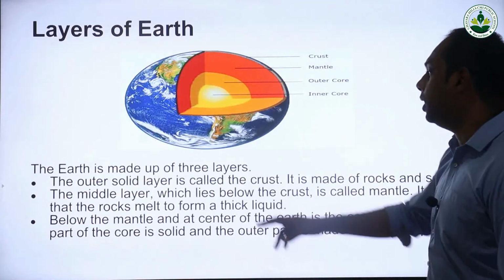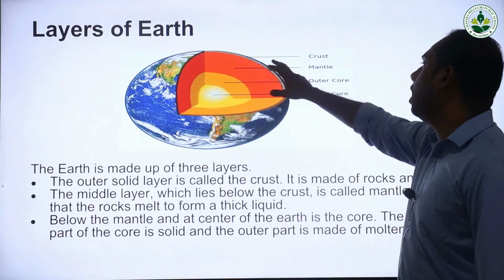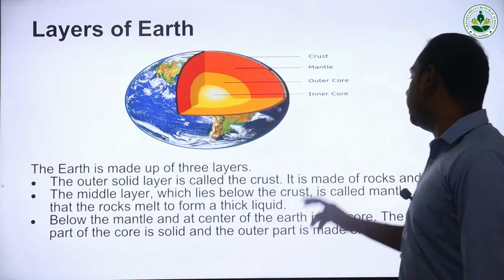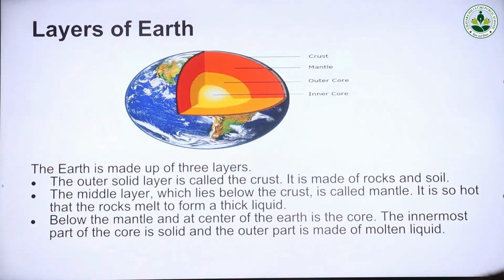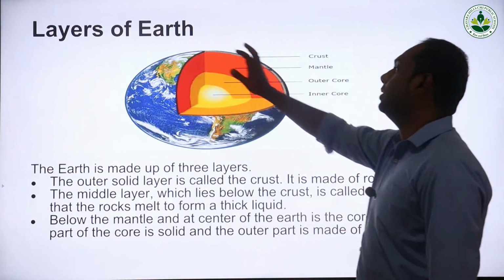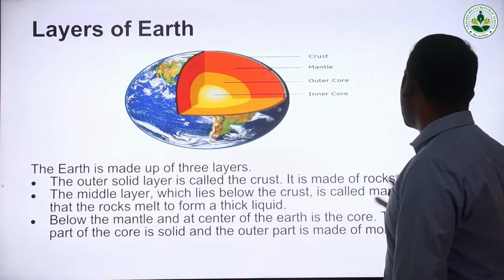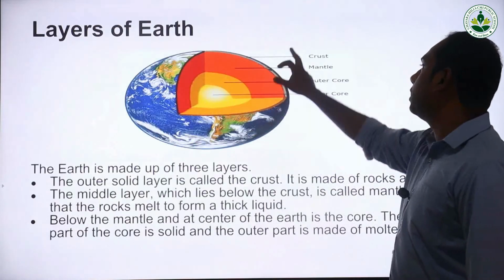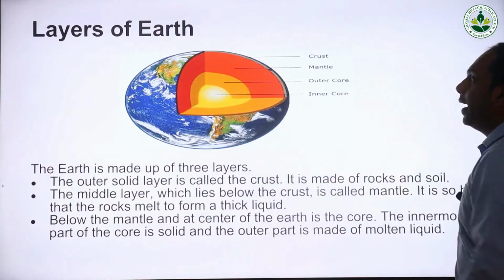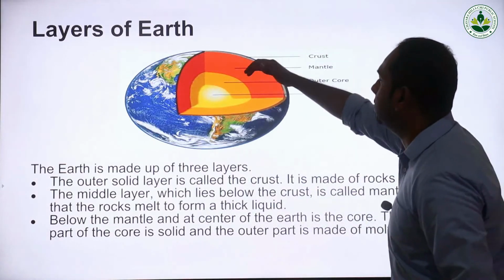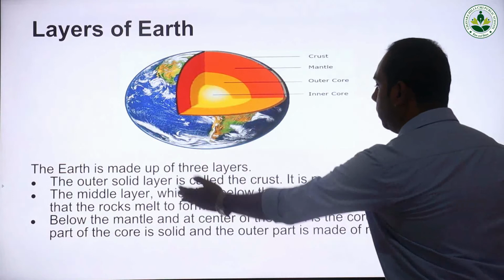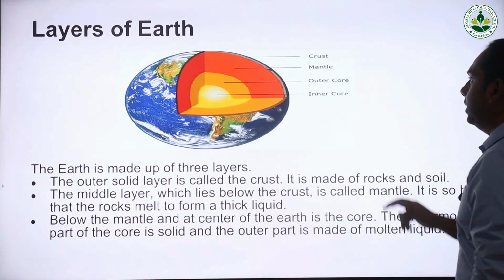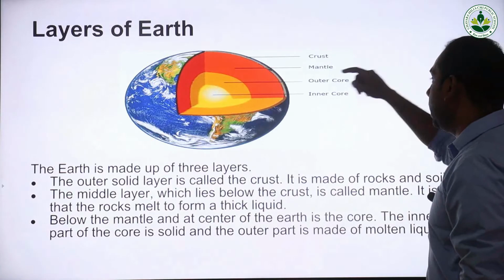The outer solid layer is called the crust, and it is made of rock and soil. The outer part of the Earth is made of rocks and soil, and this part is called the crust. At the middle layer, just below the crust, we can see the mantle. The middle layer which lies below the crust is called the mantle.